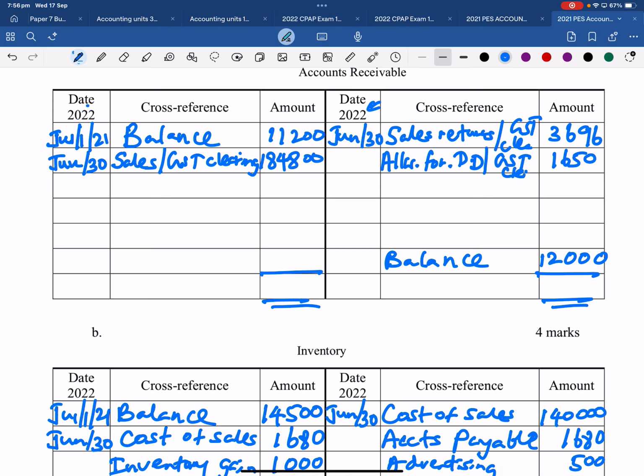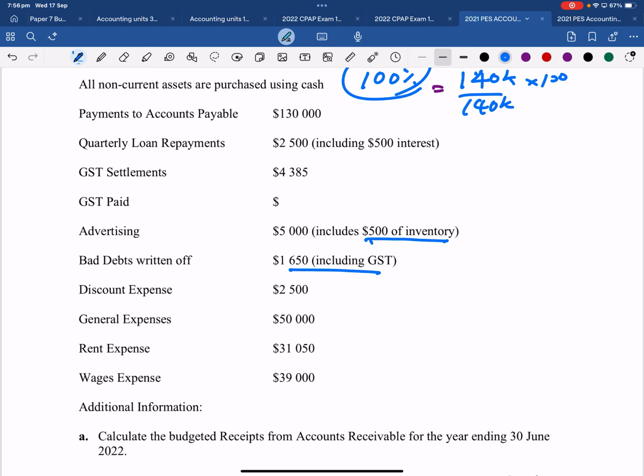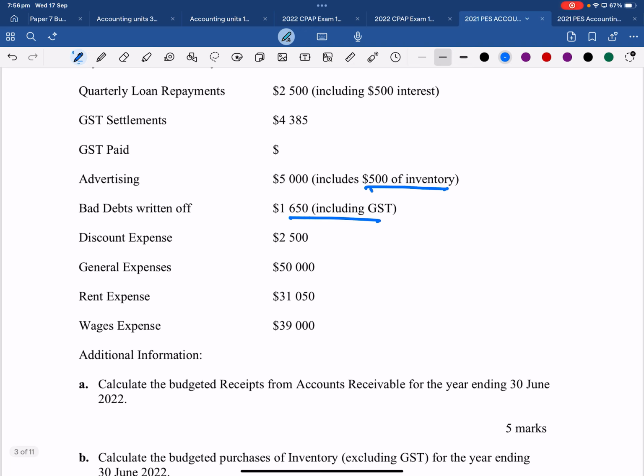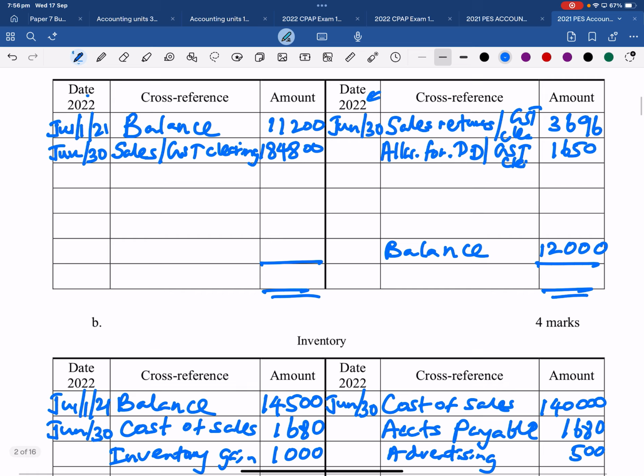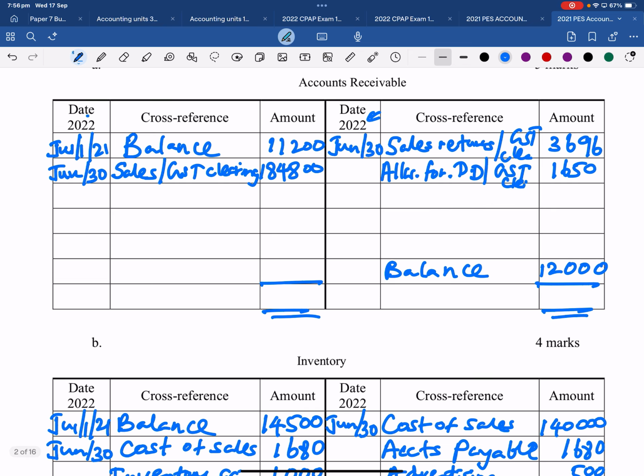Okay. Next one. Discount expense. Do we record it anywhere? Discount expense. What's the double entry for discount expense? Is it affecting our two ledger accounts? Is it affecting? No? Sure? Both of you are saying no? No. It is affecting, yes?